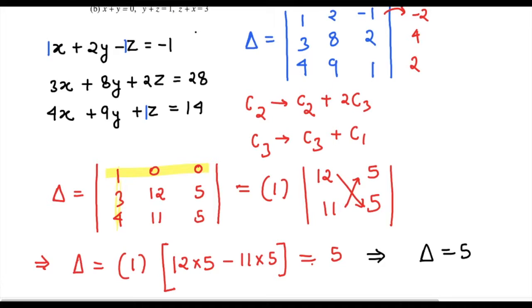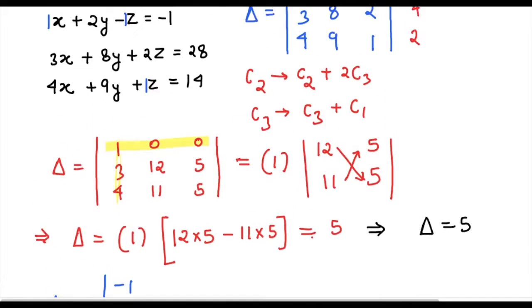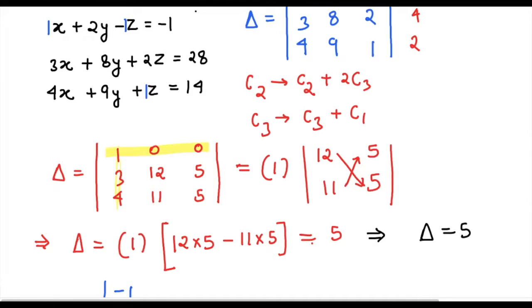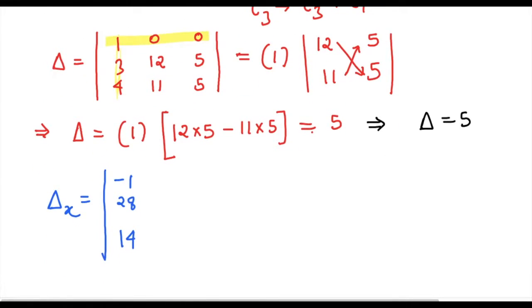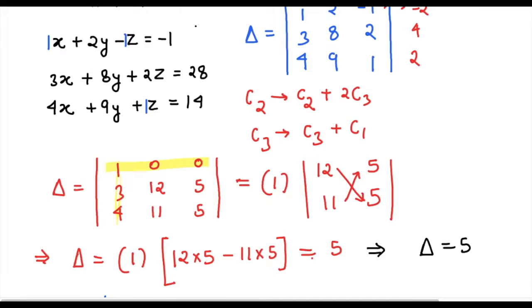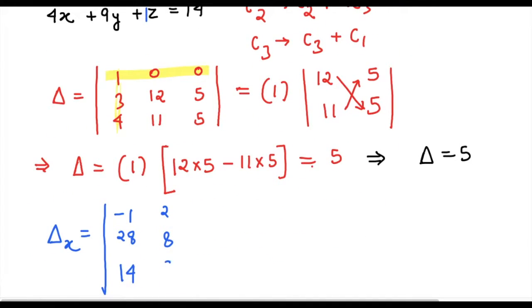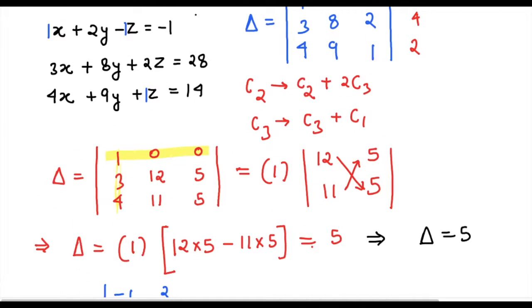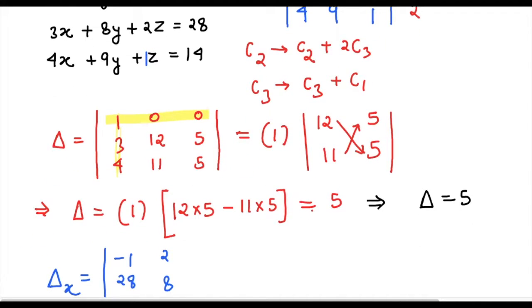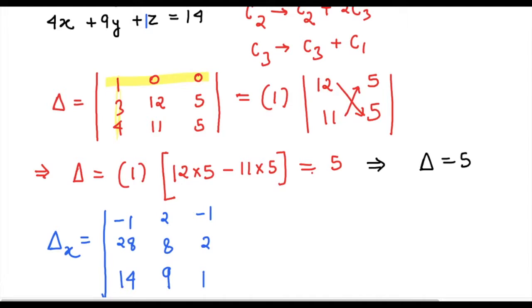So the y column is 2, 8 and 9, and the z column is minus 1, 2 and 1.